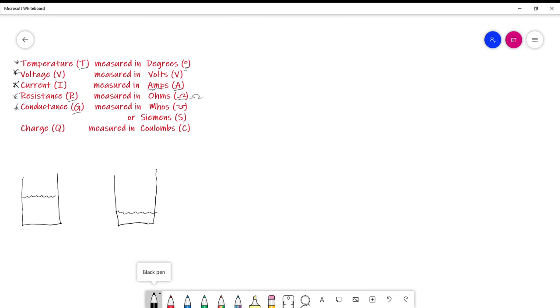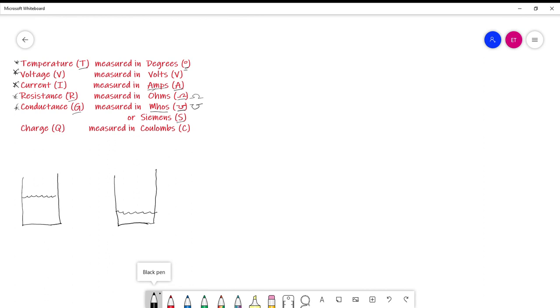It's abbreviated with G, and you have two choices for the units. It is the inverse of ohms, so you can just use mhos as your units. 1 mho instead of 1 ohm would be the inverse of 1 ohm. And being the inverse of ohms, you can use the abbreviation of just an upside down sort of horseshoe symbol like we have right here. Alternatively, you can use the units Siemens and use just an S to represent conductance.